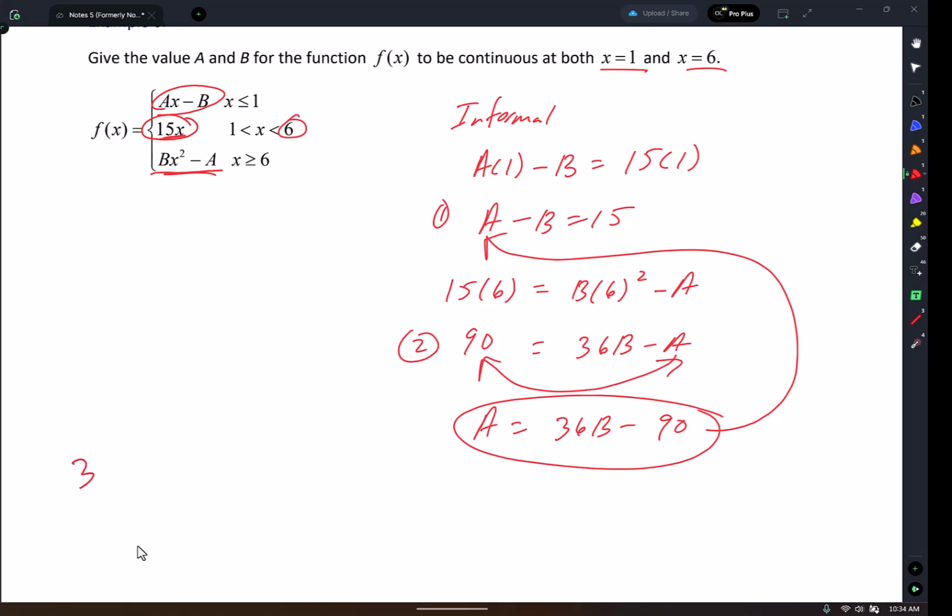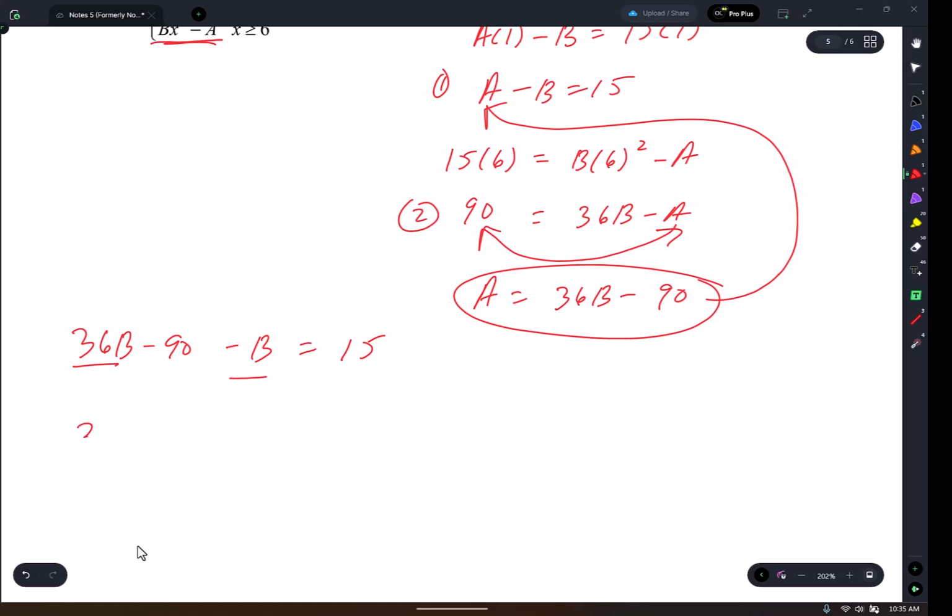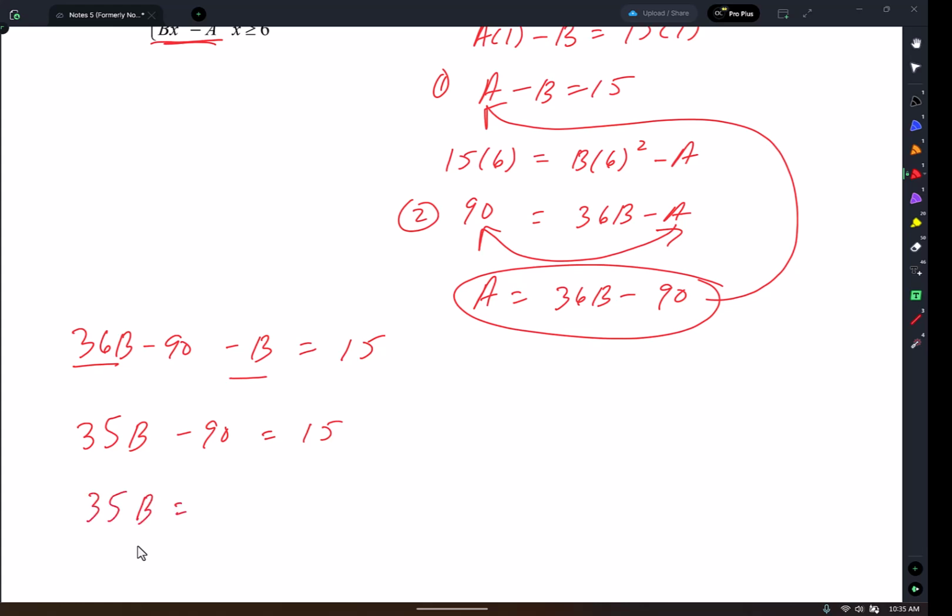So I'm going to write 36b minus 90 minus b equals 15. 36b minus b, that is 35b minus 90 equals 15. Plus 90, plus 90, 35b equals 105. And then divided by 35.